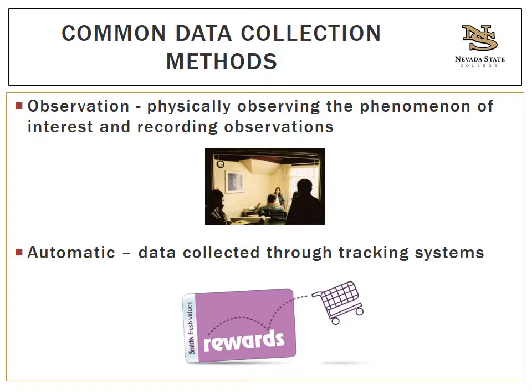So, an example of automatic data is the purchases of rewards members at grocery stores. We all know that rewards members' purchases are tracked, but did you know that the data is used for something called segmentation? Research suggests that on average, 75% of grocery store profit comes from 30% of the customers. So, again, 75% of the profit coming from 30% of the customers.